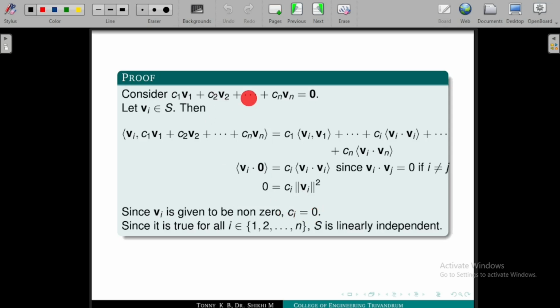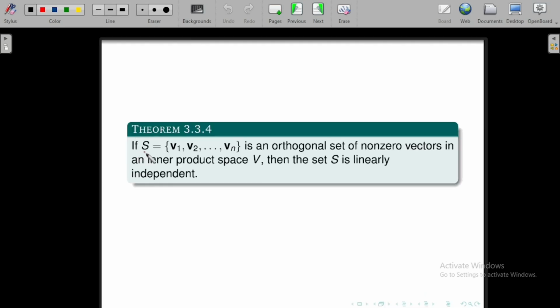Which implies that Ci equal to 0. Ci is a coefficient of Vi, and Vi is an arbitrary element in the set V1, V2, etc. Vn. This implies that all the Ci's are zeros, where i belongs to 1, 2, etc. n. So this proves that S is linearly independent. Hence, as per this theorem, if S is an orthogonal set of non-zero vectors in an inner product space V, then that set is linearly independent.